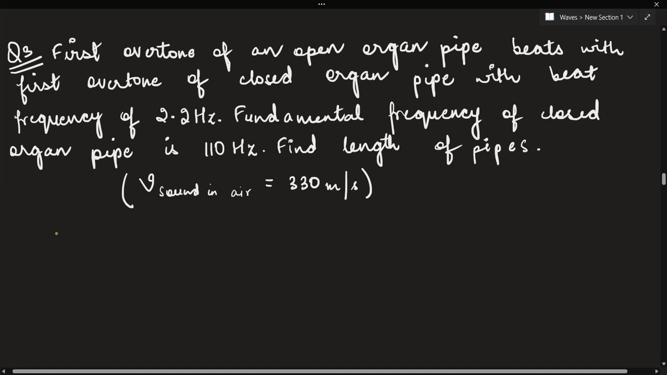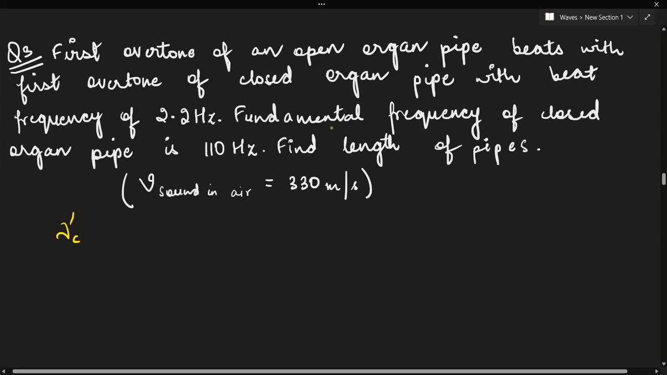Now see, for the closed organ pipe, since it is given as the fundamental frequency, what should be the value of n? 1. N will be equal to 1. See, the first one is the fundamental frequency, that is the first harmonic. First harmonic is fundamental. Then we have n equals 2, that is the second harmonic and first overtone. Then we have n equals 3, third harmonic or second overtone, and so on. Is this clear? Yes, ma'am.